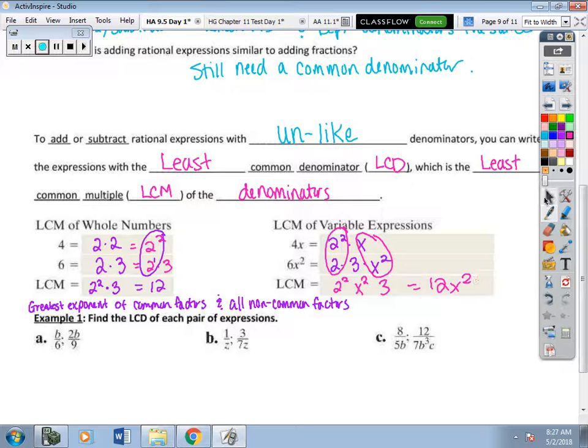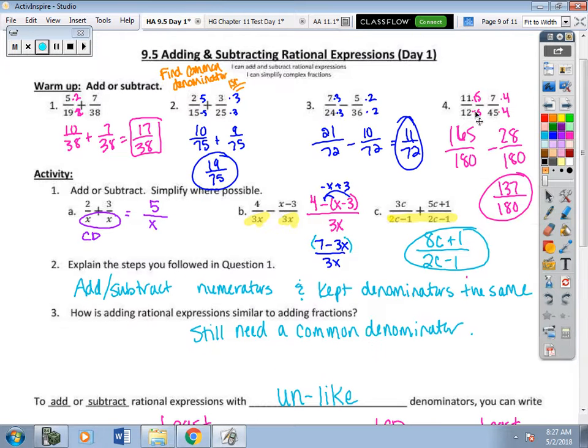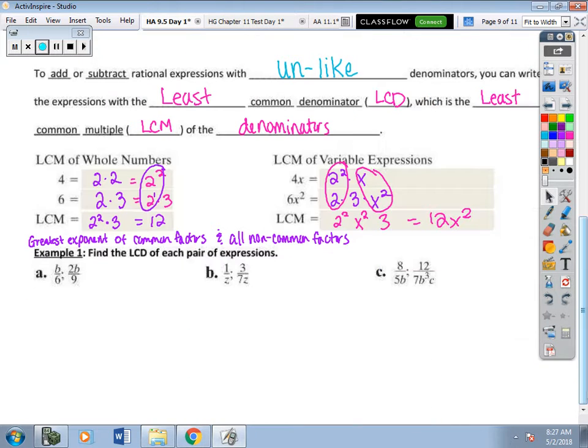Again, you do not have to do all of this work, but this is the way that, for those of you that would struggle with the 12 and the 45, you could find the prime factorization of 12, which would be 2 squared times 3, and then the prime factorization of 45, which would be 3 squared times 5, and then you would follow this process to find the least common multiple. All right, find the LCD, which is the least common multiple of the denominators, so least common denominator of each pair of expressions. So you're only looking at your denominators.